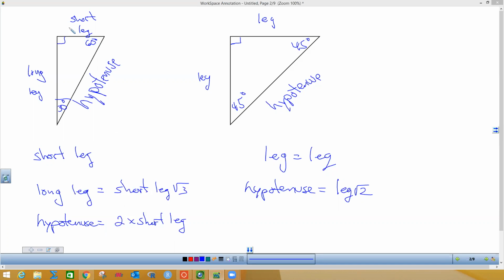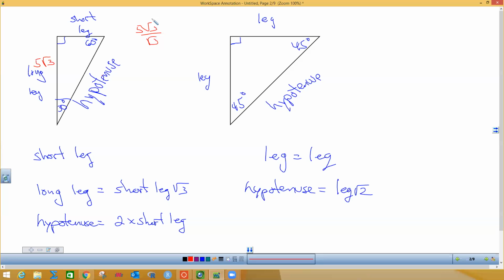So like if this leg up here is 5, let's use a different color. Let's use red. Let's say this side up here is 5. Then you're supposed to take that short leg times radical 3 to get the long leg. So this side would be 5 radical 3, and then you take that short leg times 2 to get the hypotenuse. And likewise, if we were given one of the other sides, let's say we were given the long leg, then you would have to take this divided by radical 3.